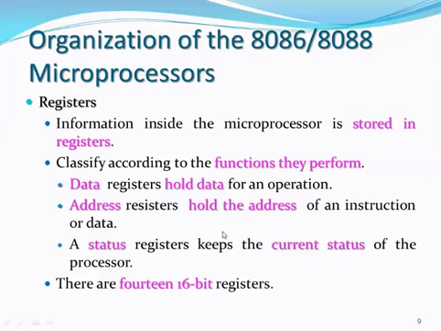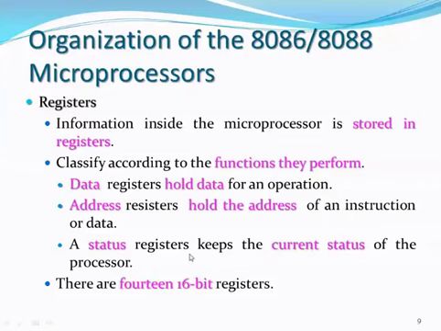Definitely it should be to store data, concerned with the data, right? Data registers hold the data for an operation. As I said, operations are processed by the microprocessor, and the related data will be stored in the data registers. Address registers always hold the address of an instruction or the data. Status registers keep the current status of the processor.